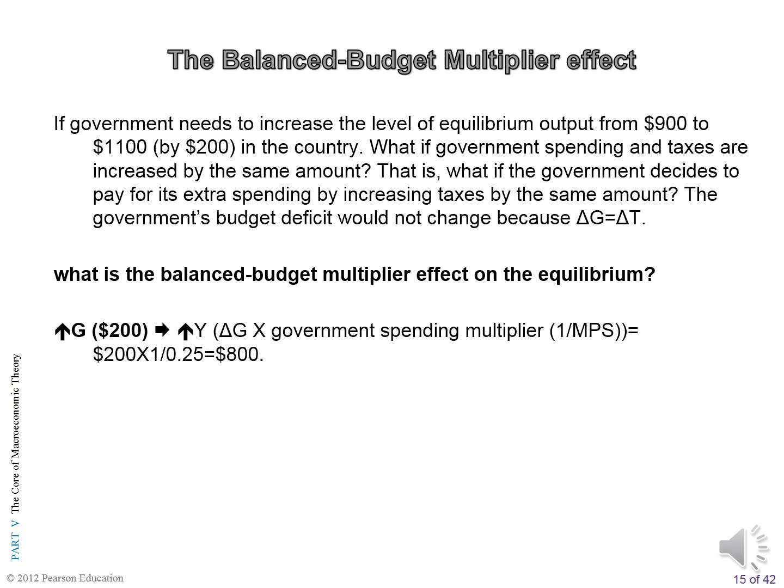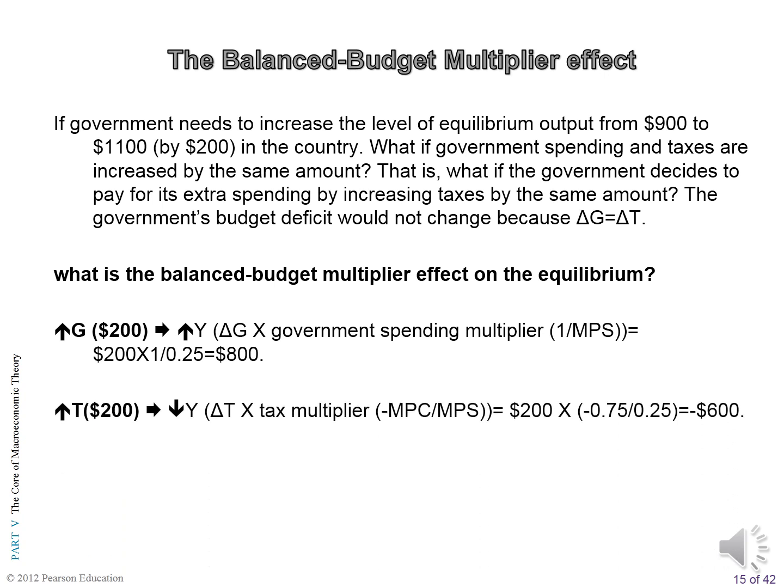An increase in G by $200 will increase Y by delta G times the value of the multiplier اللي احنا حسبنا قبل كده كان 4. يبقى 200 times 4 equals $800. يبقى an increase in G by $200 will increase Y by $800. An increase in T by $200 will decrease Y by delta T times the tax multiplier اللي هو negative 3. يبقى 200 times negative 3 يبقى negative 600. يعني Y will decrease by 600.